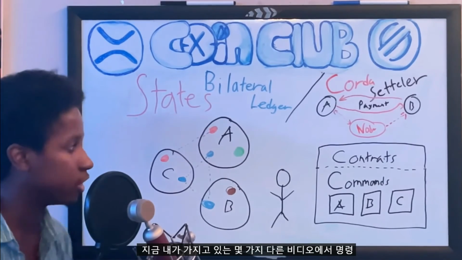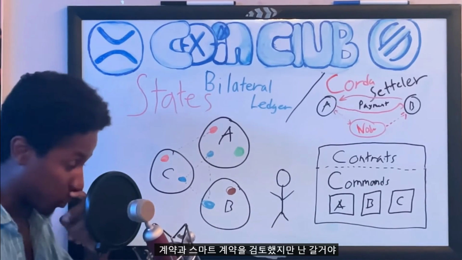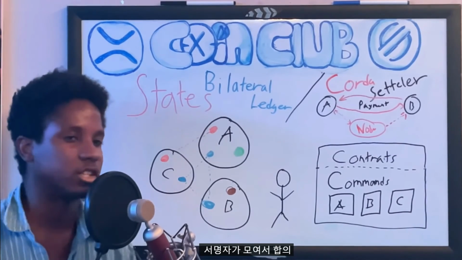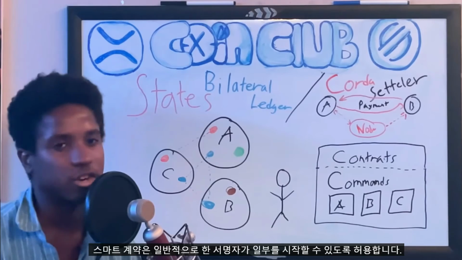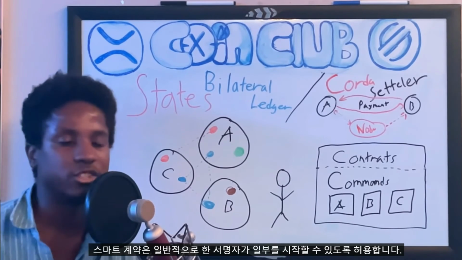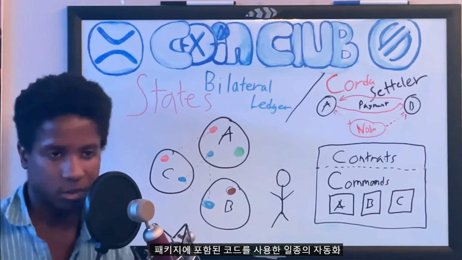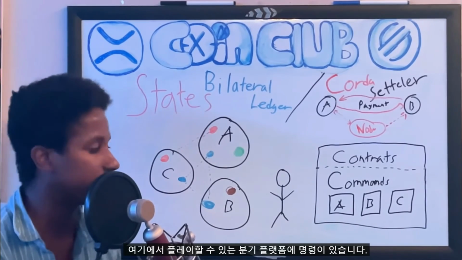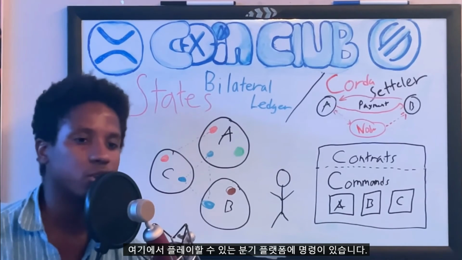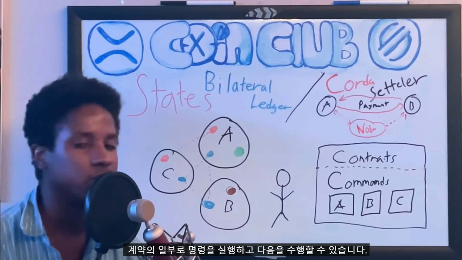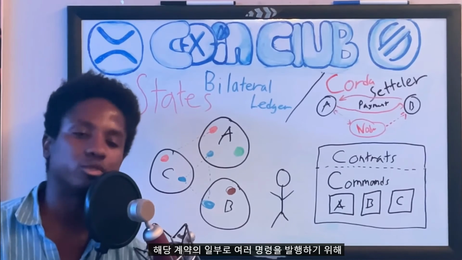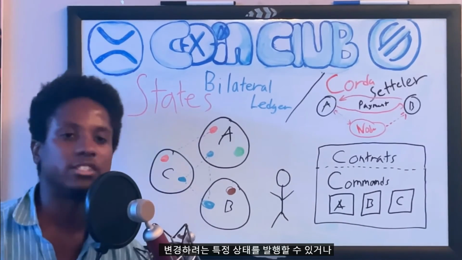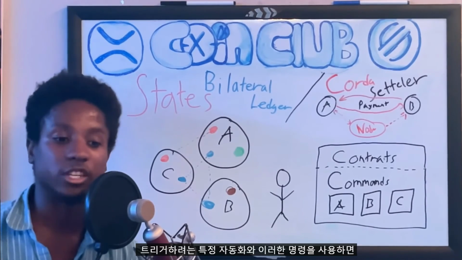Now, we're going to go into contracts and commands. In a few of my other videos, I've gone over contracts and smart contracts, but I'll wrap it up in a nutshell here. Contracts will allow for multiple signatories to come together to make an agreement, while smart contracts will typically allow for one signatory to initiate some sort of automation with whatever code's packaged in that smart contract. Now, what's something interesting that comes into play here is we have commands. On the Corda platform, you're able to issue commands as a part of a contract, and you're able to issue multiple commands as part of that contract to be able to issue certain states that you want to be changed or certain automations that you want to be triggered.